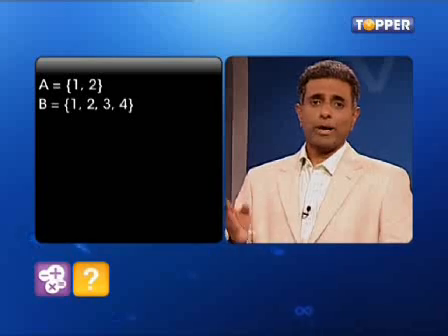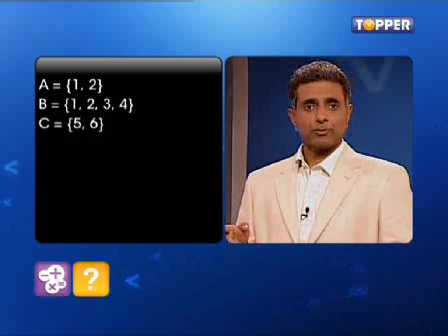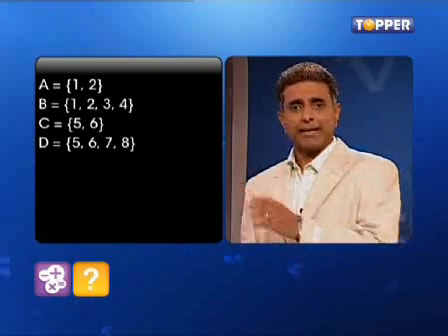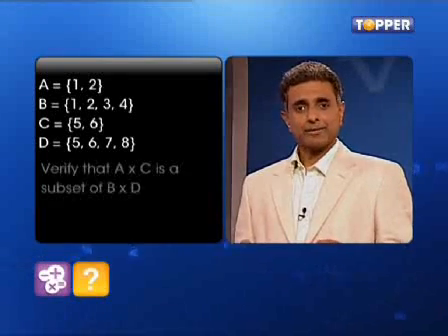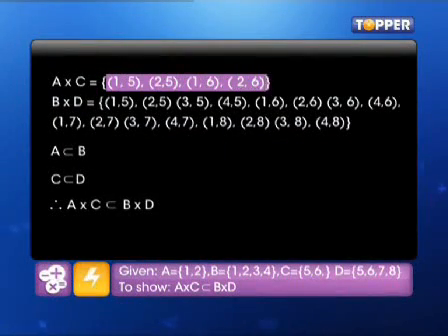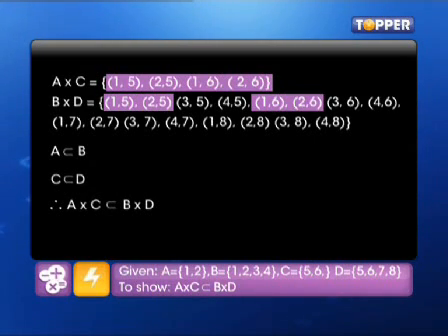In our next question, A is equal to {1, 2}, B is equal to {1, 2, 3, 4}, C is equal to {5, 6}, and D is equal to {5, 6, 7, 8}. We are asked to verify that A cross C is a subset of B cross D. By observation, we can deduce that all the elements of A cross C are also elements in B cross D. This is simply because A is a subset of B and C is a subset of D. Therefore, A cross C is a subset of B cross D.